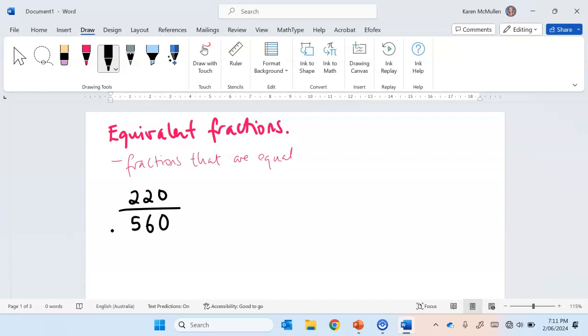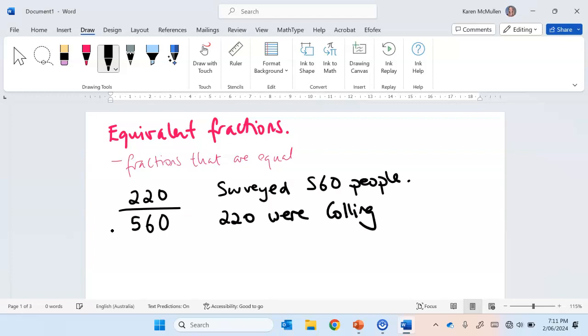So let's say we put this fraction into some sort of context. Let's say we surveyed 560 people. And of those 560 people, 220 were Collingwood supporters. All right, so that means the remainder support some other team. So we want to think, well, I kind of feel like that's half of them, but maybe it's a little bit less. So let's simplify it to actually see what proportion of people in this group of 560 actually barrack for Collingwood. So that's why we would simplify.